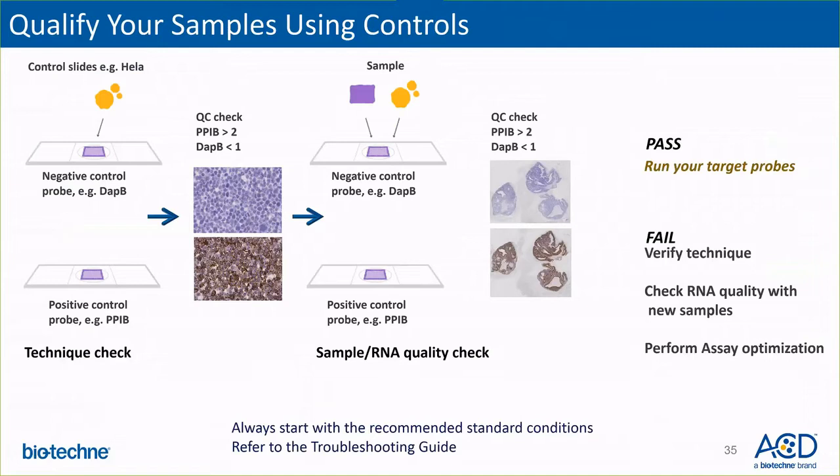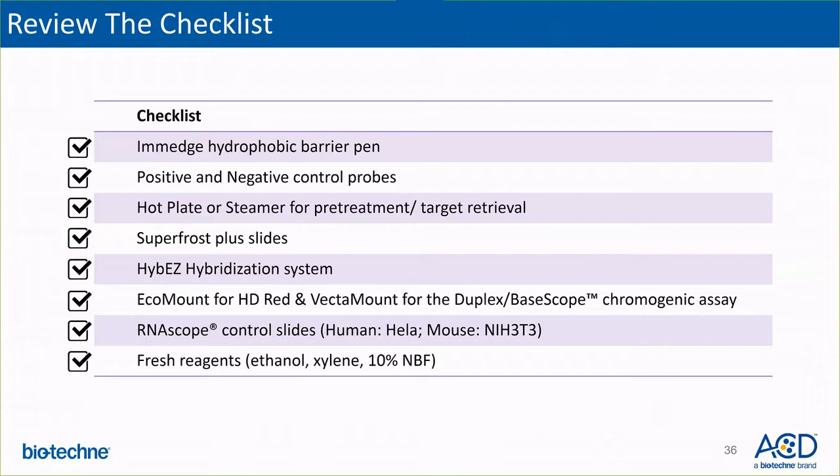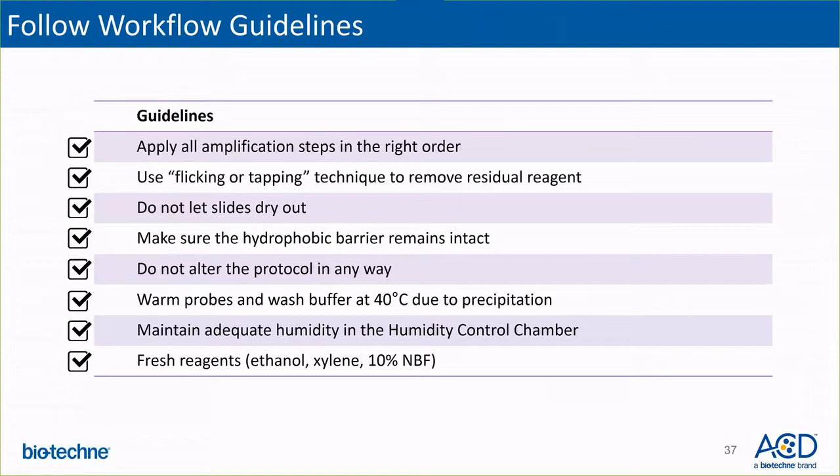And on this checklist are some other key components that can help ensure your success with RNAscope assay. For example, please use Superfrost Plus slides and use the HybEZ hybridization system. Moving on to our recommended general guidelines, such as once you begin the assay, do not let the slides dry out, and please warm probes and wash buffer at 40 degrees C due to precipitation.